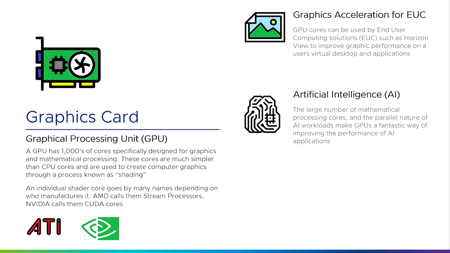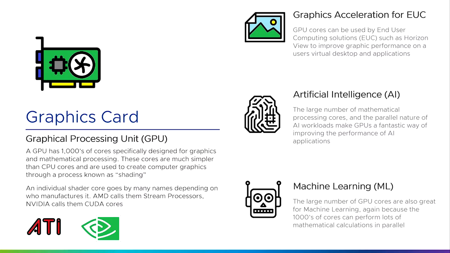But other things we can do with them are things like artificial intelligence. As I said, the large number of mathematical processing cores that we have in a GPU and the parallel nature of how it works means that GPUs are a fantastic way of improving performance of things like AI, or artificial intelligence.